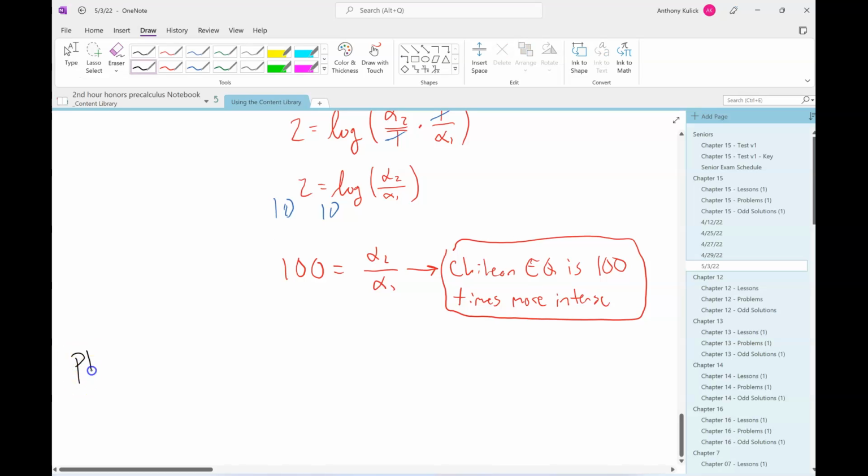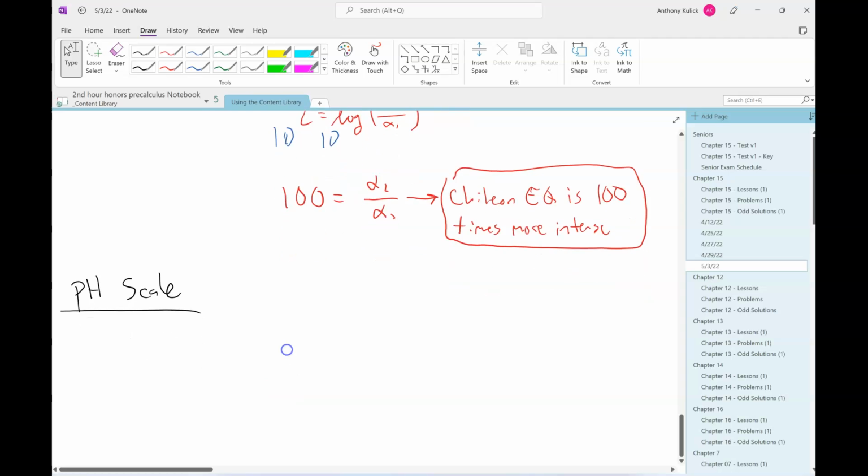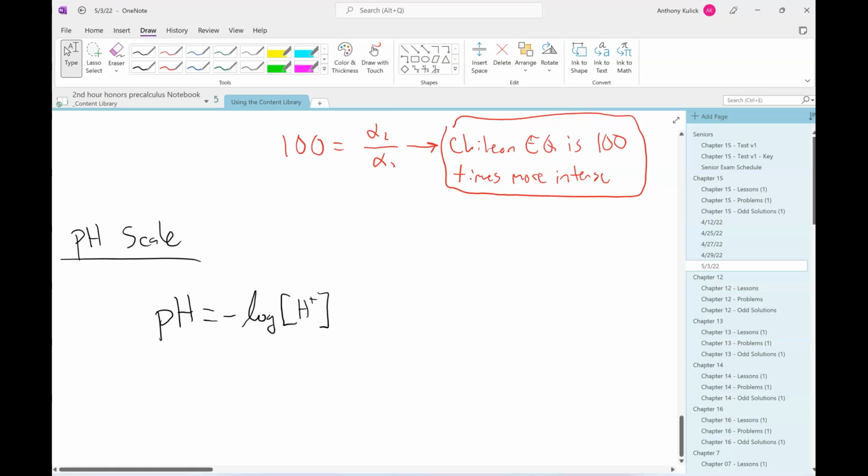Next up, our next model is the pH scale. What does pH measure? Yeah, it's the acidity of a substance.